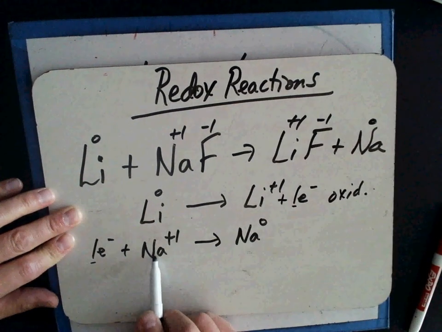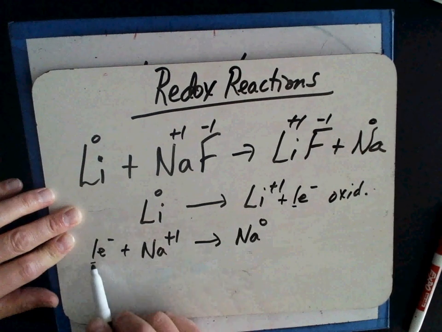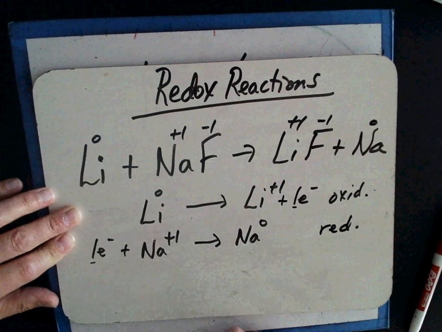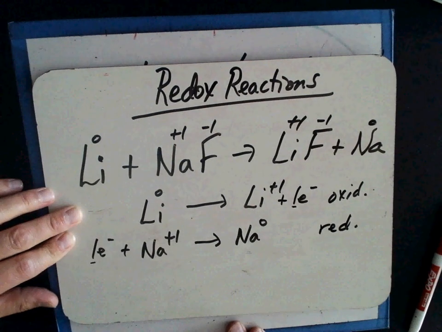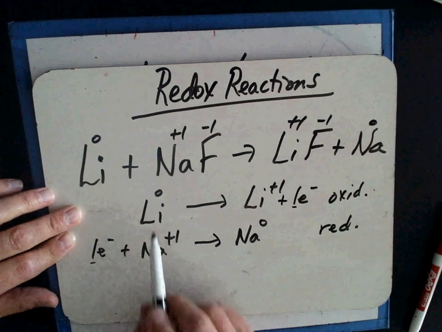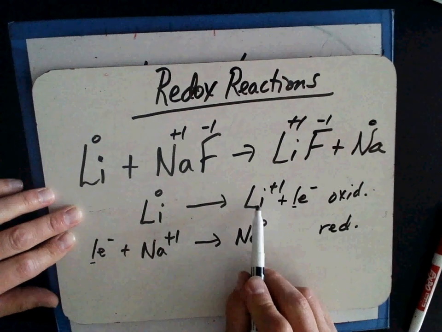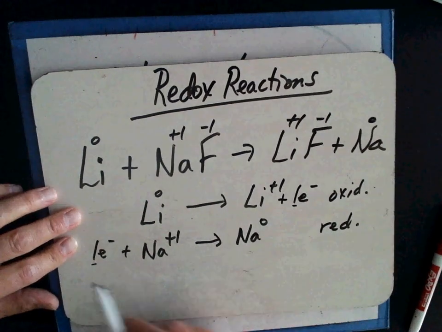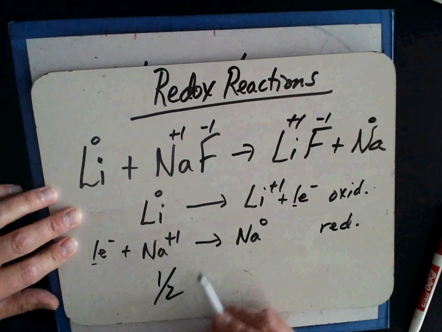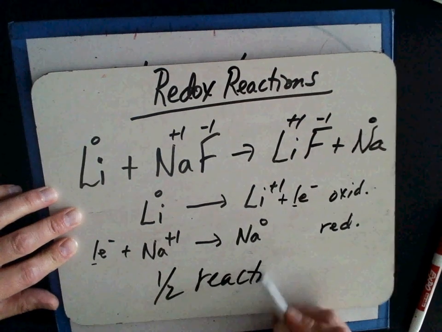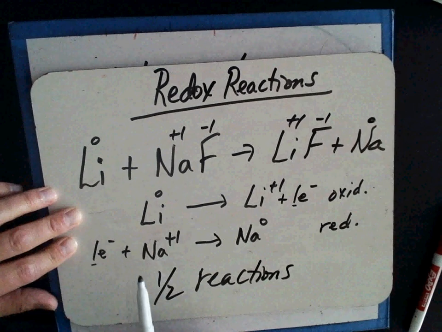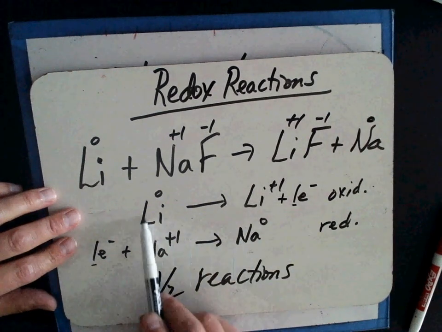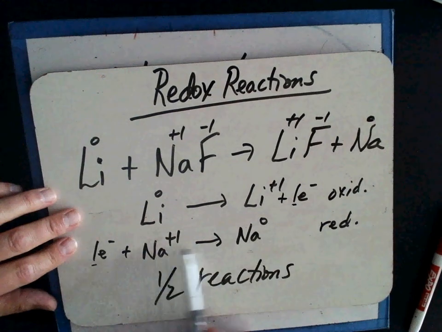What is the sodium doing going from here to here? It's gaining an electron. So that's my reduction. Did you catch that? Lithium is losing an electron. That's your oxidation. This is your reduction. Now, when you do it like this, these are called half reactions, because it's too hard to deal with them at the same time, so we split them in two so that I can see what this one's doing and I can see what this one is doing.